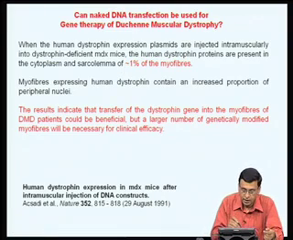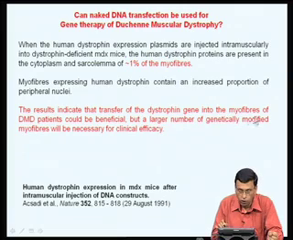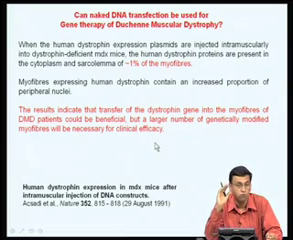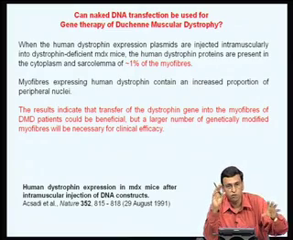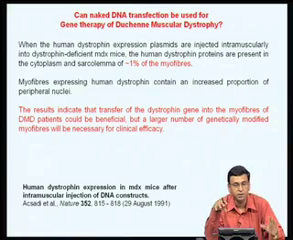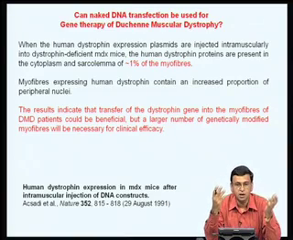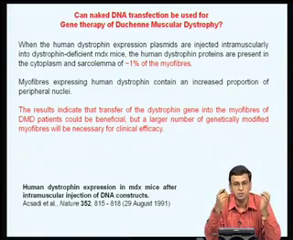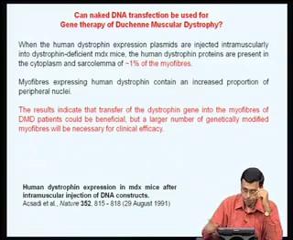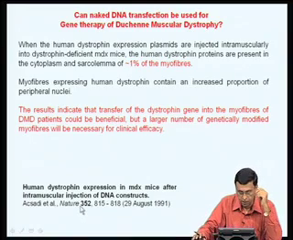So indicating that transfer of dystrophin gene into myofibers of Duchenne muscular dystrophy patients could be beneficial, but a larger number of genetically modified myofibers will be necessary for a clinically meaningful result. So both using things like hemophilia or Duchenne muscular dystrophy, it became very clear this technique of directly injecting plasmid DNA into muscle cells to express genes of your interest may not be suitable for the purposes of gene therapy. This is the paper that came out sometime in 1991.